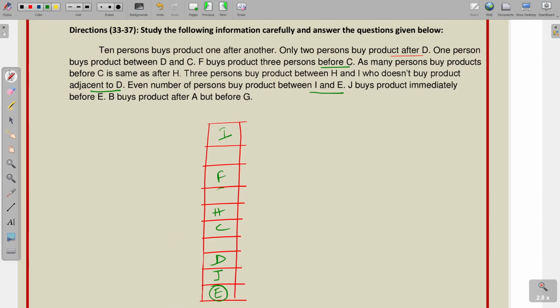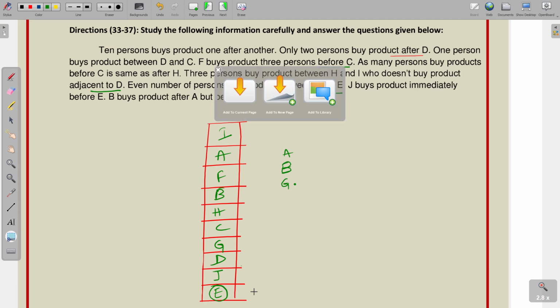And next, E buys product after A but before G. So E is after A but before G. So only 3 places are left, here A is placing, and so B is product, so here B, and next it is G. So it is the final arrangement of the stack.